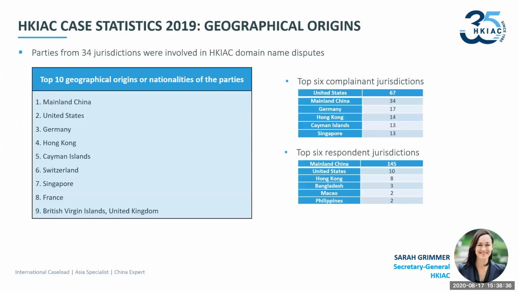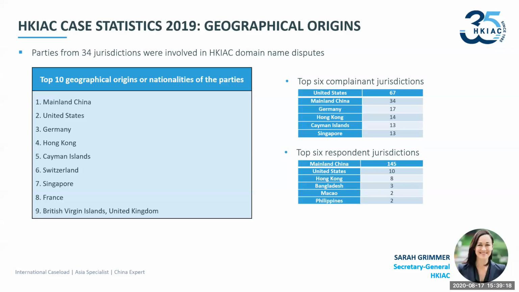Next slide, please. So where do the parties in our cases come from? From last year, you can see that parties came from 34 jurisdictions across all of our cases, and the top 10 geographical origins are listed there. They were widely spread across Asia, the US, and Europe. And then if you look to the right, you can see the split between where complainants came from and where respondents were from. And you see that with respect to complainants, the most common users were complainants from the United States and then from mainland China.